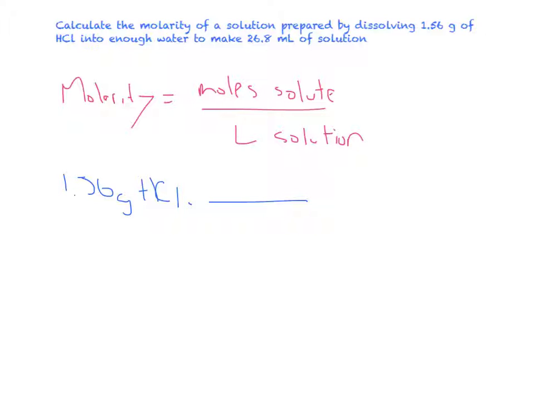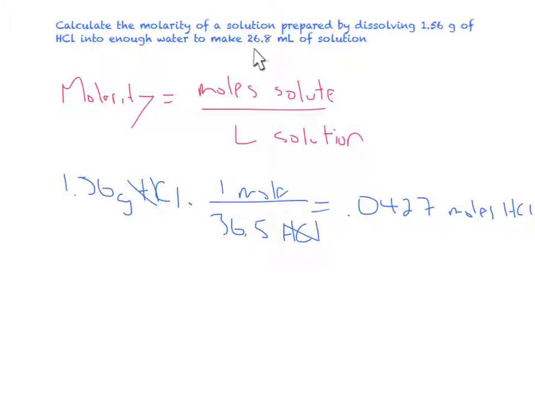So let's start with 1.56 grams of HCl, and we know the molar mass of HCl is 36.5 grams per 1 mole. Grams cancel, and we end up getting 0.0427 moles of HCl. For our conversion to liters, we divide by 1,000. So 26.8 milliliters, and we know there are 1,000 milliliters in 1 liter. Milliliters cancel, and we get 0.0268 liters.